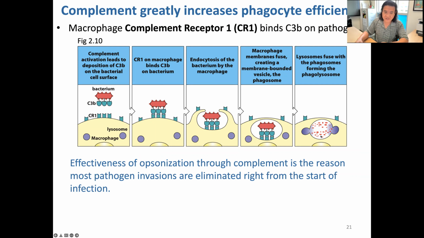Right? So the effectiveness of opsonization through complement proteins is the reason that most pathogen invasions in our body are eliminated right from the start of infection. And within hours, something from a paper cut, right? You're no longer bothered by it because it's already healed up and your innate system has taken care of all the bacteria just through the effects of complement proteins and macrophages. Okay.